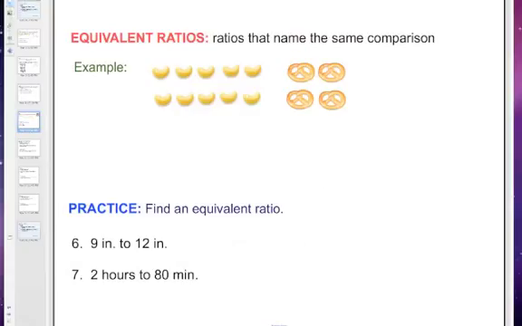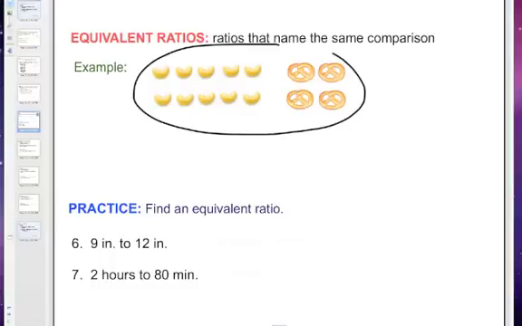Ratios can also be written as equivalent ratios. Those are simply ratios that name the same comparison. And we use the same steps that you learned in Module 2 for equivalent fractions to find equivalent ratios. So here I have that snack mix again of 10 cashews to 4 pretzels. If I look at that as a whole, I could use the ratio 10 cashews to 4 pretzels.